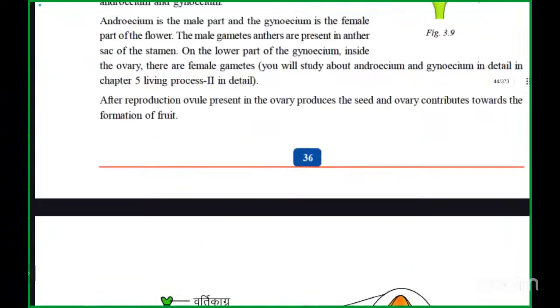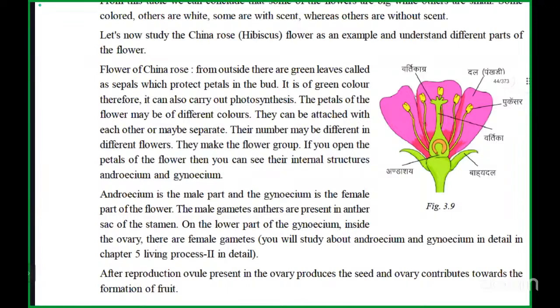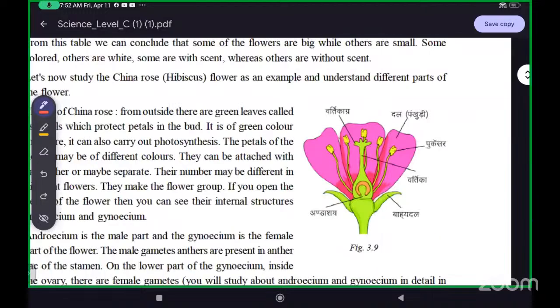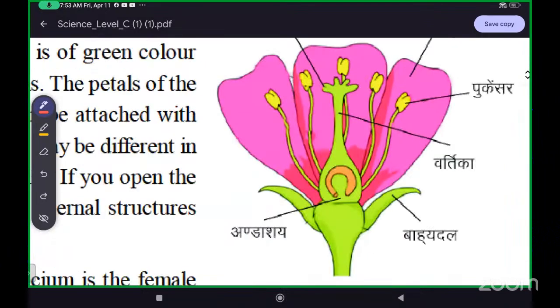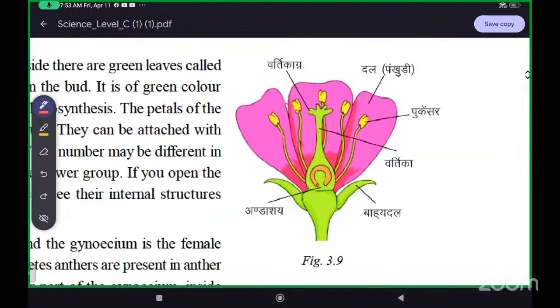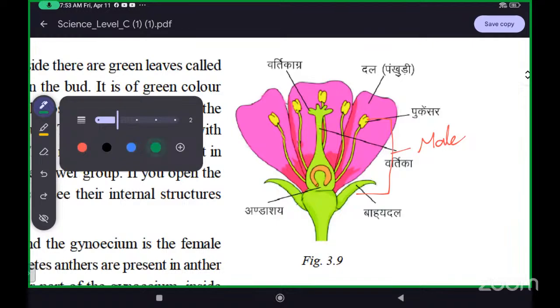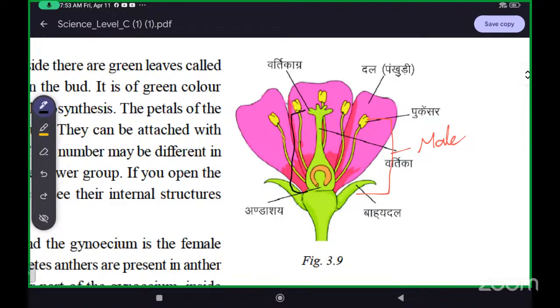Now, when we were studying the parts of a flower, I explained to you that there are two major parts, the male part and the female part. Right here in this diagram, this portion is known as the male part, and this portion from here to here is known as the female part. Now they have these names.